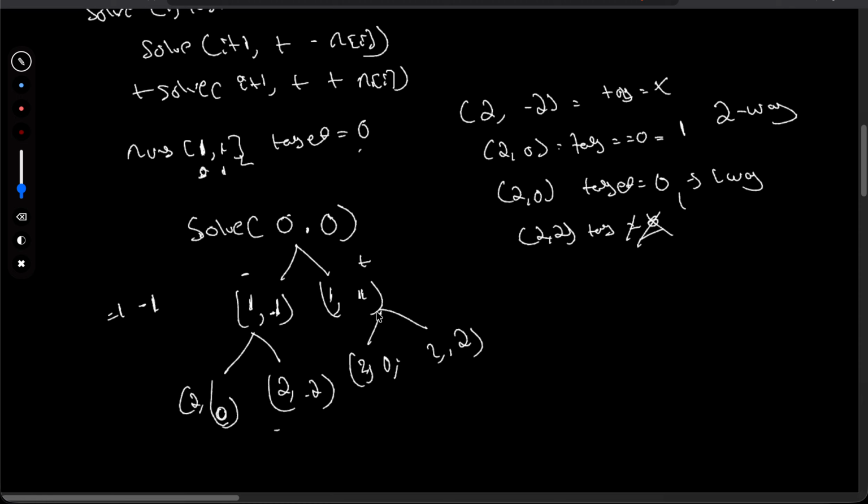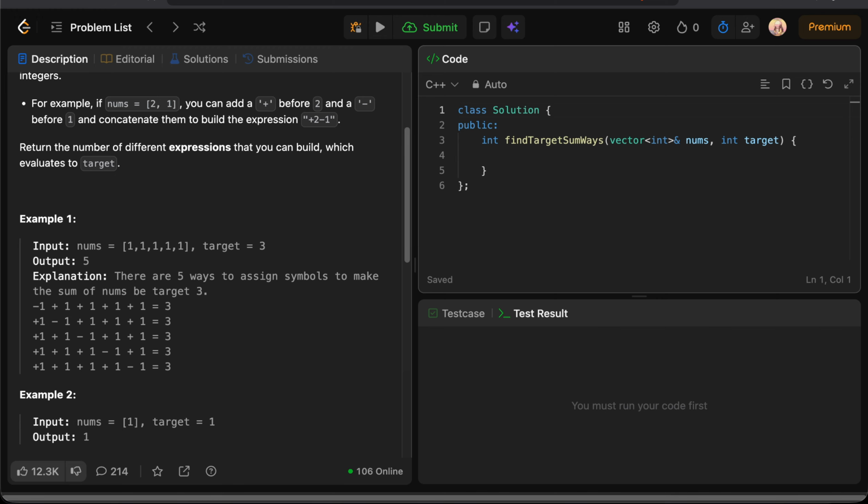In recursion, every number gives two choices. Recursion explores all possible sign combinations because the base case counts valid combinations, the sum of all valid paths. Okay, so let's write down the code in recursion.